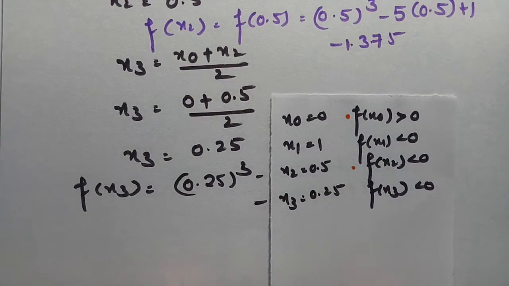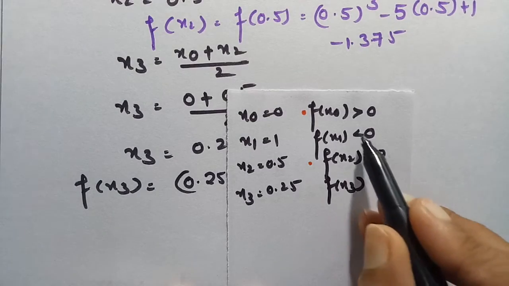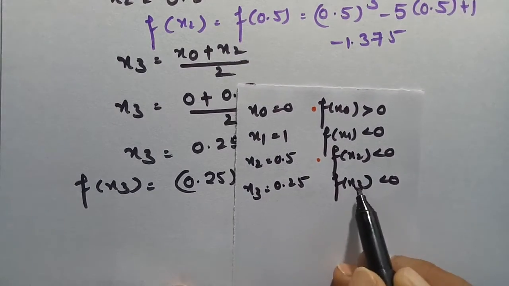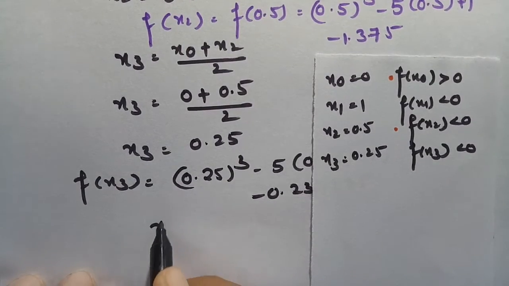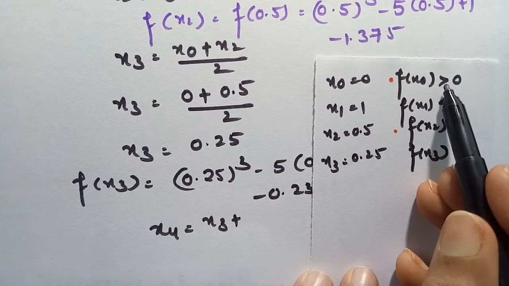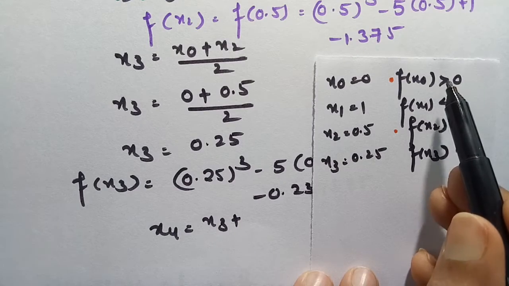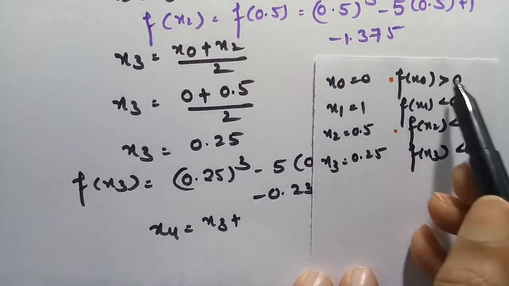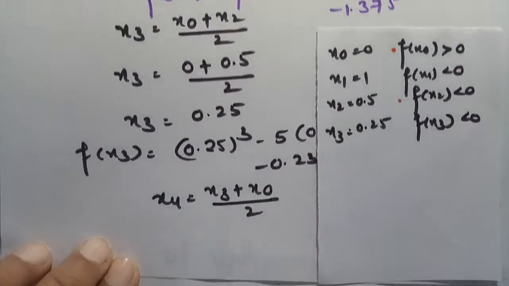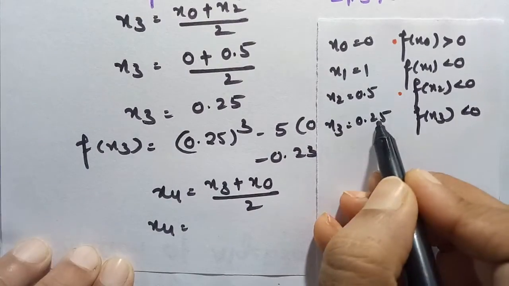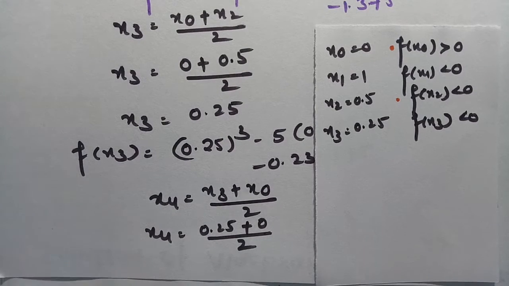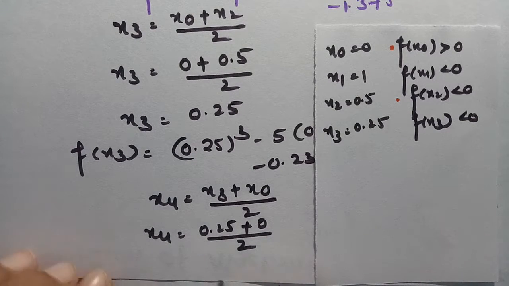So the next bisected value, which one do we have to choose? This is less than, this is less than, we want different signs. So this is greater than and this is less than. Our latest value is this one. So for our bisected value x4, initially x3 we have to choose, and next we have to choose the opposite sign. We have to go till the less than symbol and then go for the greater than symbol. For that we have to choose x naught. So x4 will be (x3 + x0)/2. What is our x3 value? x3 value is 0.25 plus x naught value 0, divided by 2. That is 0.25 divided by 2, which is 0.125.